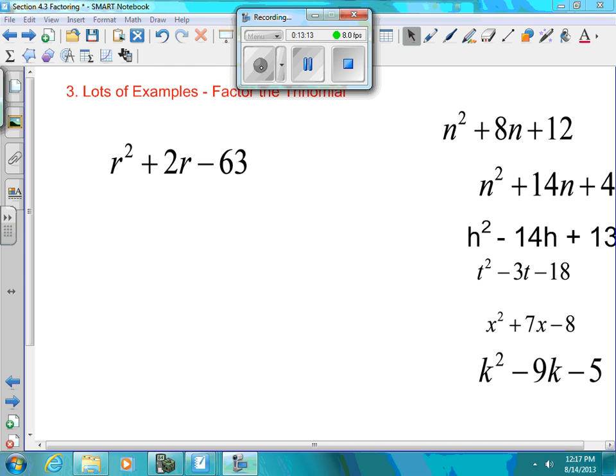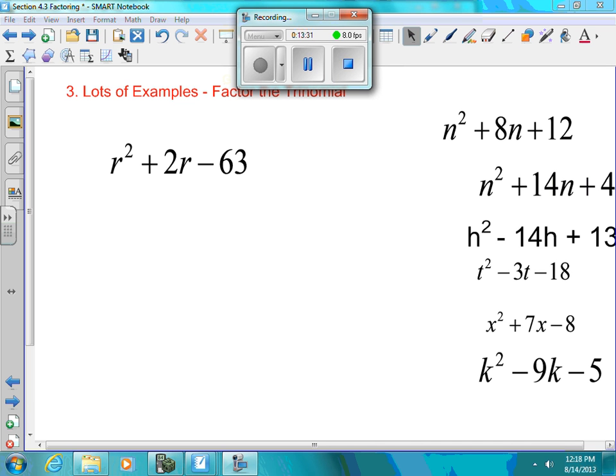So let's try another example. This time, let's use the equation r squared plus 2r minus 63. Remember, our variables could be r's, h's, k's. It doesn't matter what our variables are. Instead of x's, let's shake it up and let's use R. Let's be wild and crazy.